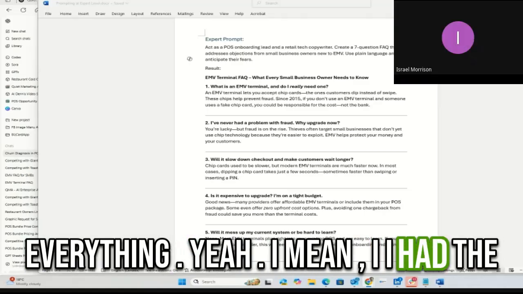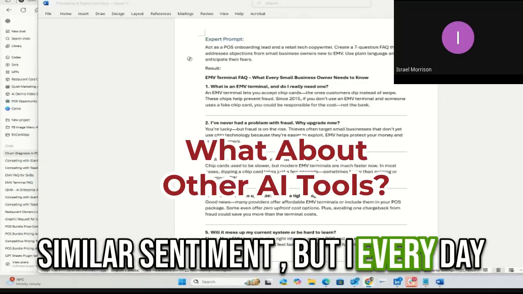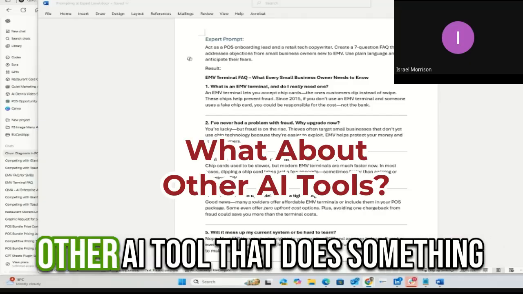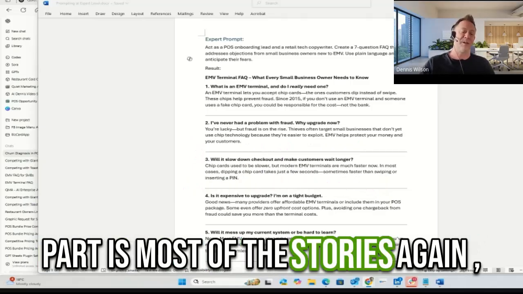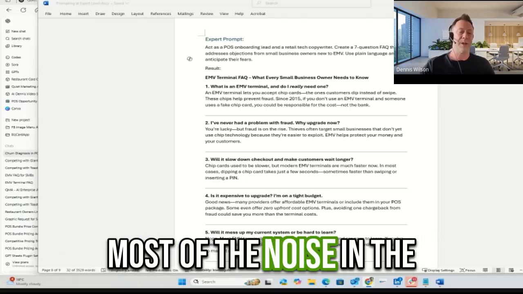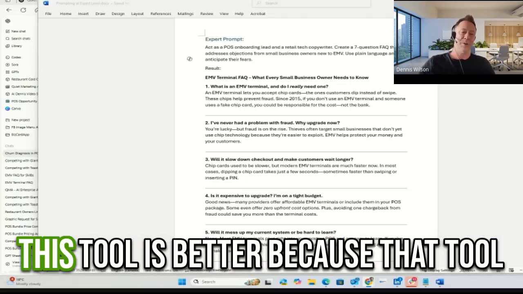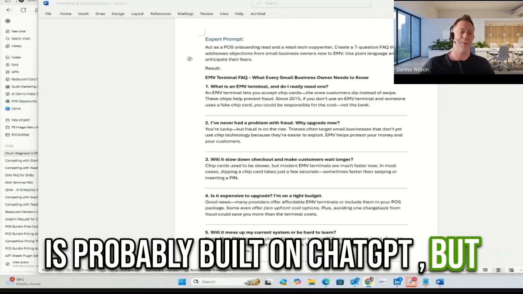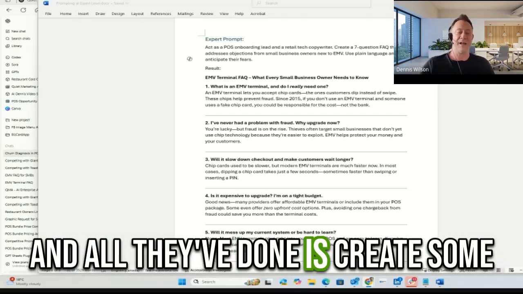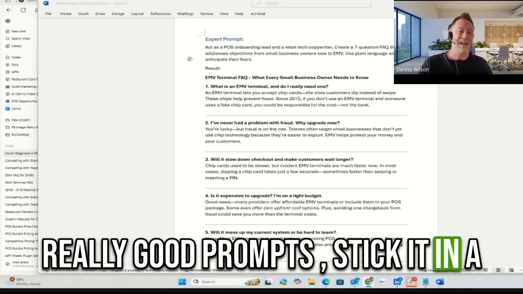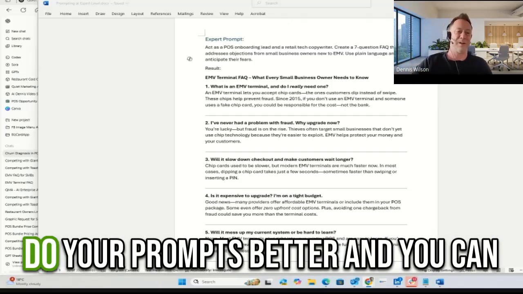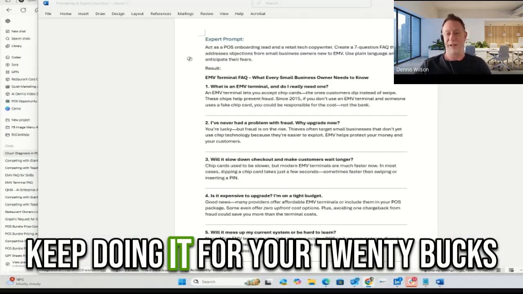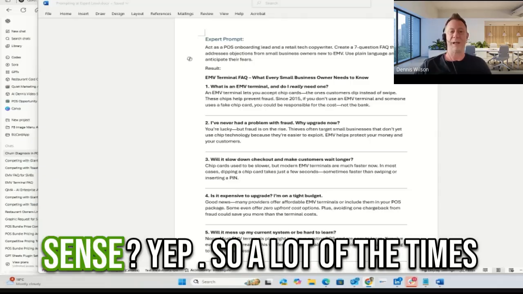Yeah. I had a similar sentiment, but every day you hear a new story about some other AI tool that does something amazing. Well, the funny part is, most of the noise in the marketplace is someone telling you this tool is better because that tool is probably built on ChatGPT, but they're trying to sell you that tool. All they've done is create some really good prompts, stick it in a box, and now they want to sell it to you for $25 a month, when you just need to learn how to do your prompts better, and you can keep doing it for your $20 a month in Chat. Does that make sense? Yep.